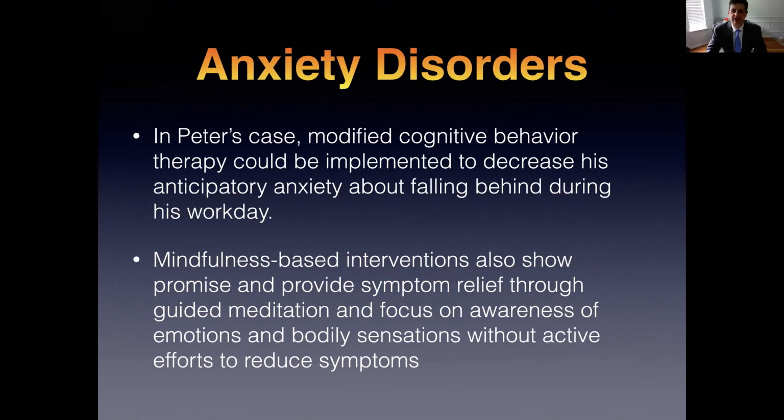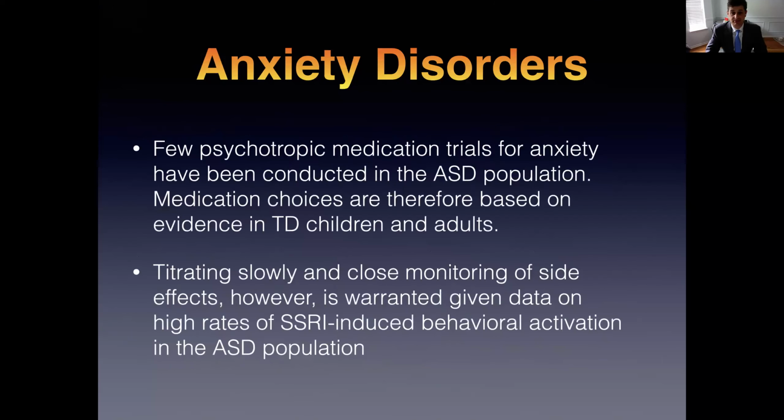There are few medication trials for anxiety in patients with ASD. So what we're really forced to do is look at kids who have been studied for the treatment of anxiety who don't have autism, or look at adults who don't have autism. And so we have to extrapolate data and use drugs that are evidence-based in other populations and hope that they work. The treatment of anxiety disorders with traditional anxiety medications has been mixed at best, according to the literature.